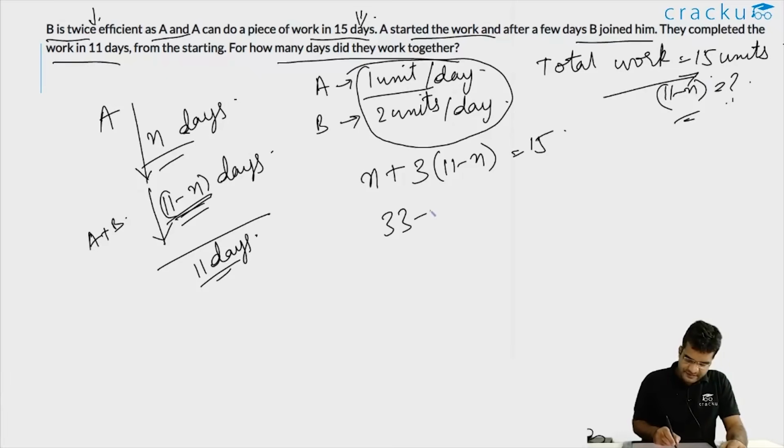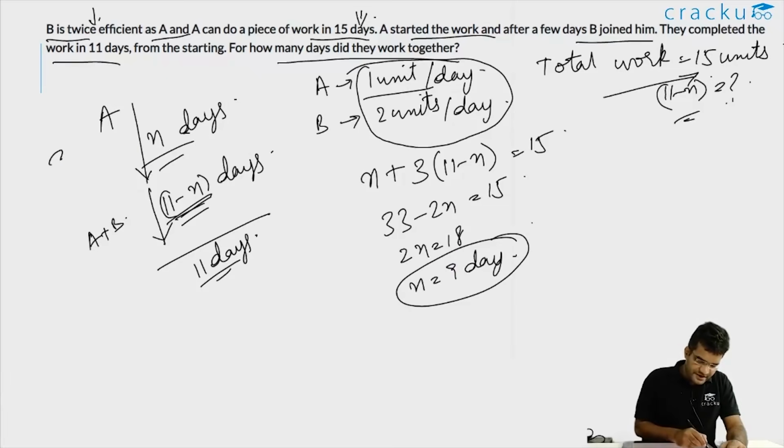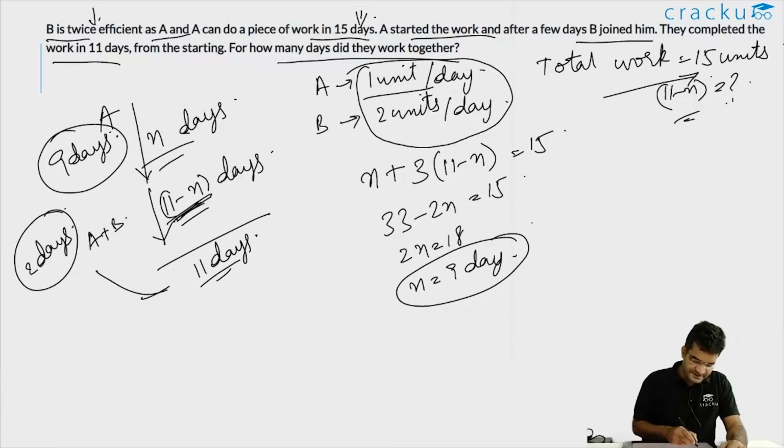Or 33 minus 2n is equal to 15, or 2n is equal to 18, or n is equal to 9 days. So A worked originally alone for the first 9 days, and A plus B worked together for 11 minus n, that is for 2 days, and finally the work was finished in 11 days. So the required answer is 11 minus n, that is 2 days.